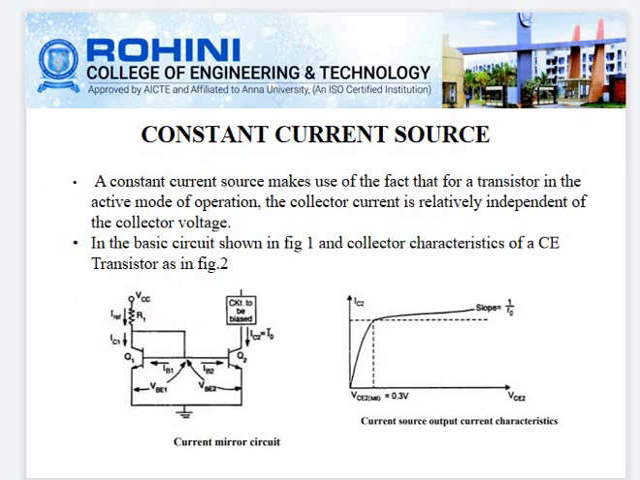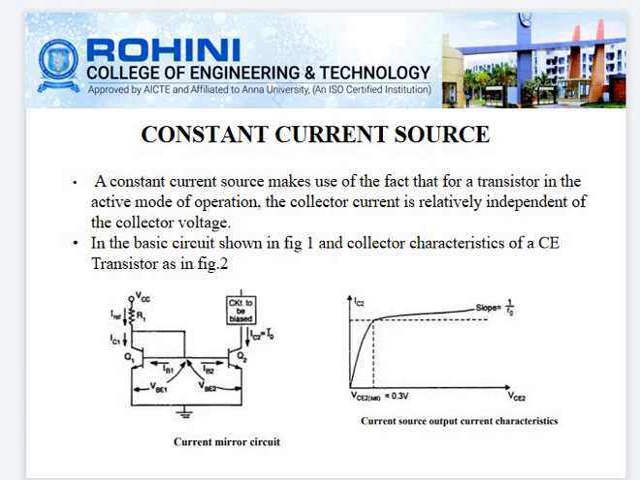A constant current source makes use of the fact that for a transistor in active mode of operation, the collector current is relatively independent of the collector voltage. The basic constant current or the current mirror circuit is shown in figure. Here the collector characteristics of common emitter transistor is shown in figure 2.